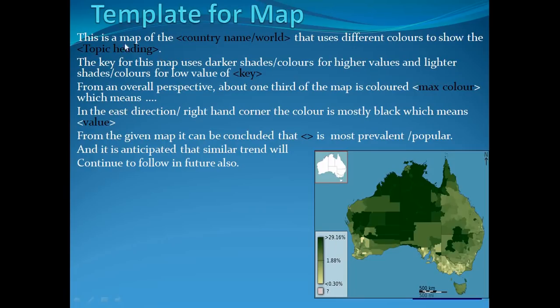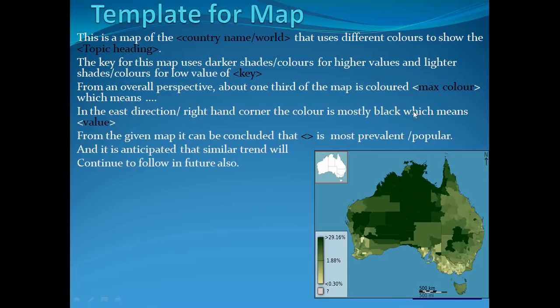So the important point is, first line you have to talk about the map, the heading. Second line you need to talk about the key or the legends. Now the third line you can use the same thing that I have used in all of my templates, which says from an overall perspective about 1/3 of a map is colored.